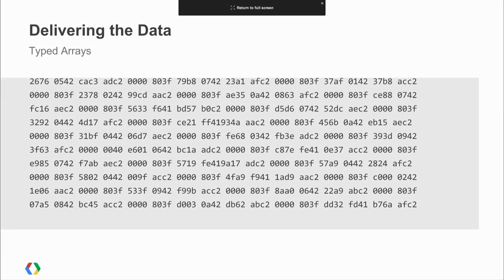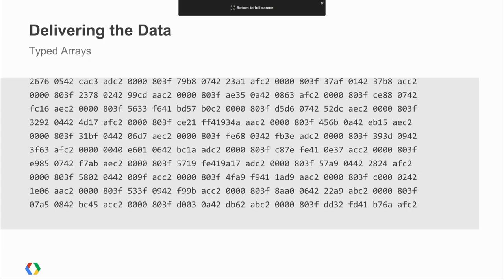Typed arrays came along with WebGL. Is everybody familiar with typed arrays? Yes? No? Okay. Typed arrays are kind of what you would think in C as just an array. It's a contiguous block of bytes, and you say to the browser, give me this number of bytes, and then you can just fill it in with whatever you want.